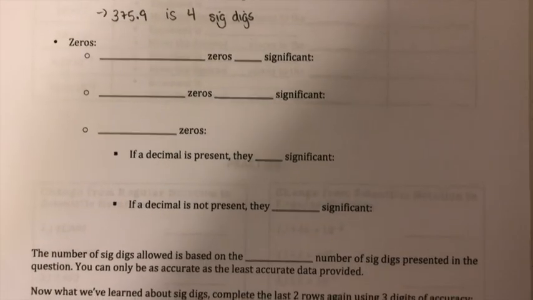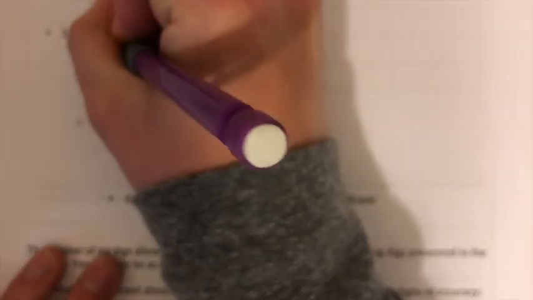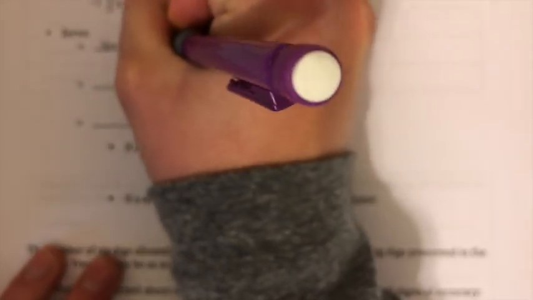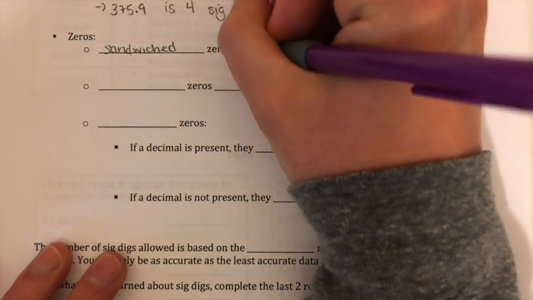Zeros are tricky depending on where they are, so here are the rules. If zeros are sandwiched between two non-zero numbers, those are significant.